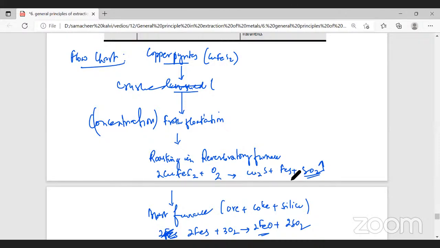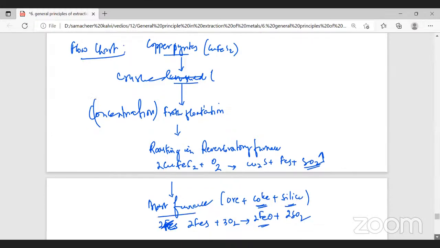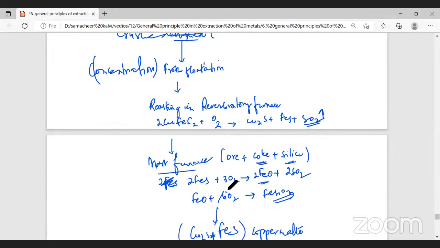Now this copper sulfide and iron sulfide, along with that you take coke and silica in the blast furnace. When you heat it in the presence of oxygen, iron sulfide gets converted to iron oxide. This iron oxide reacts with sand, or silica, to form iron silicate. It's a slag.